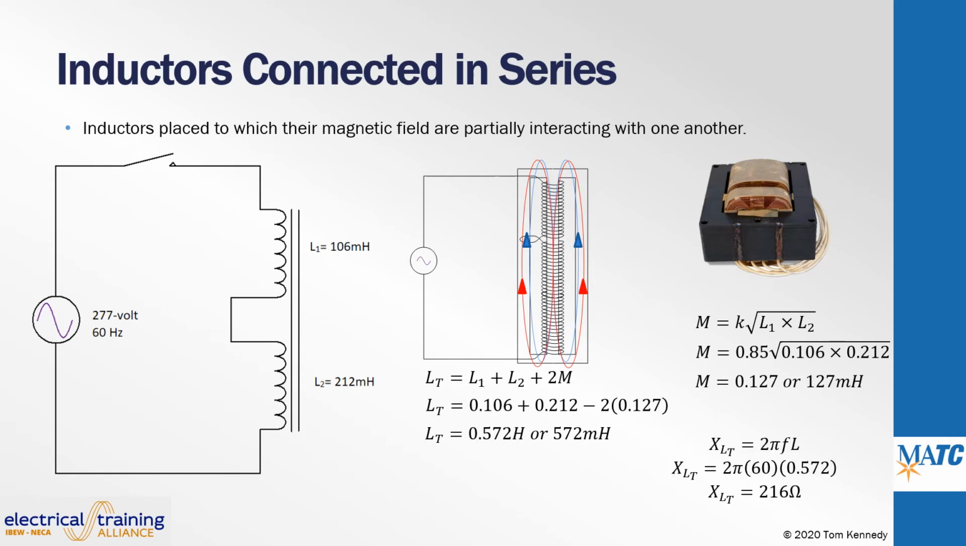This now can be used to calculate the total inductive reactance in the 2πfL formula, resulting in a total opposition to current flow in this circuit of 216 ohms. These coils connected to a 277 volt source in this manner would allow 1.28 amperes to flow.